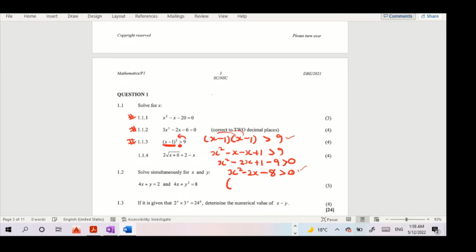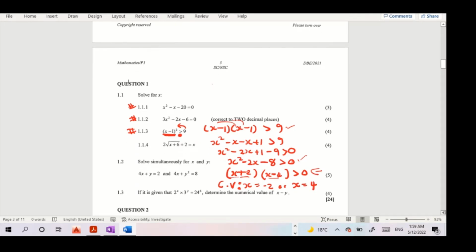Now you have to factorize, finding your factors of this problem. Greater than 0, so it's going to be x here and x here, and your factors of 8 are 4 and 2. Because the middle term is negative, it's going to be negative here and positive here. Now because there's an inequality sign here, we have to find our critical values, which basically means finding the roots of these. So it's going to be x is equal to minus 2 or x is equal to 4.